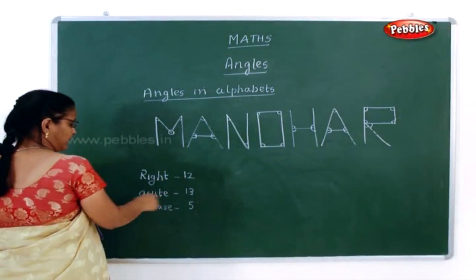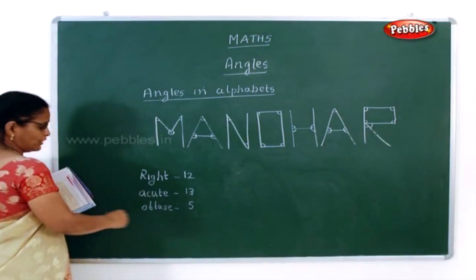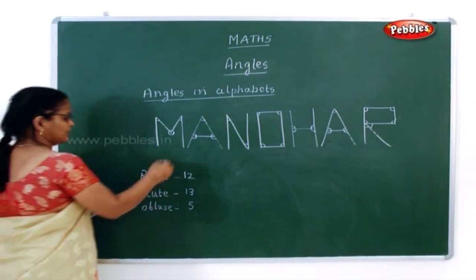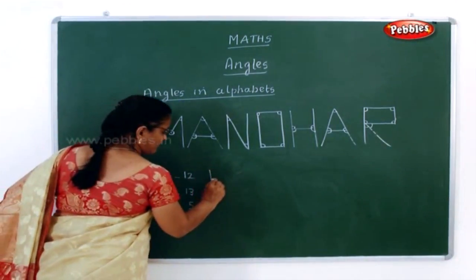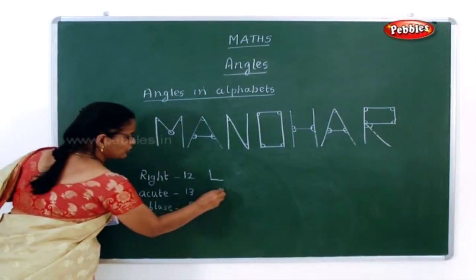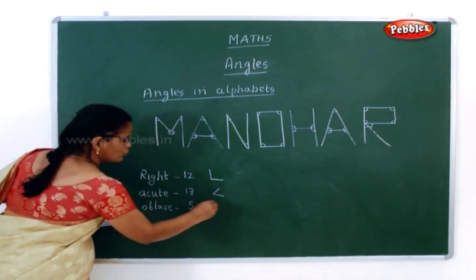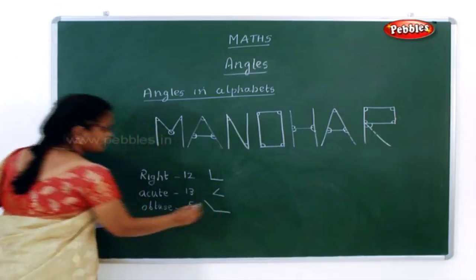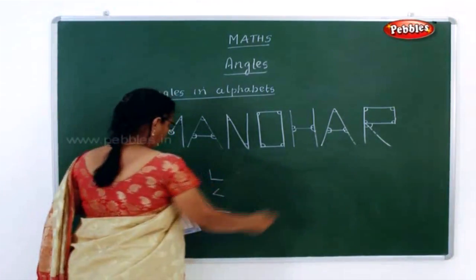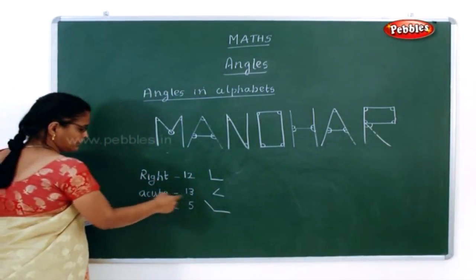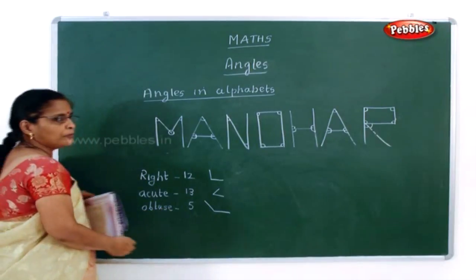So 12 right angles, 13 acute angles and 5 obtuse angles. That is, a right angle should be in the shape of L and an acute angle should be in the shape of V, and the obtuse should be like this. So in the alphabet Manohar, you have 12 right angles, 13 acute angles and 5 obtuse angles.